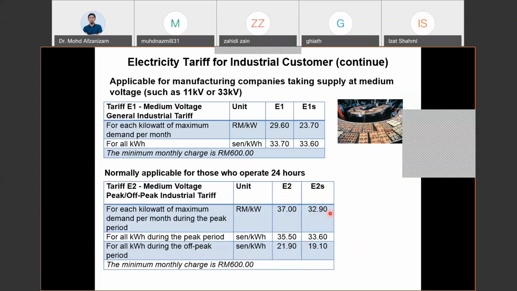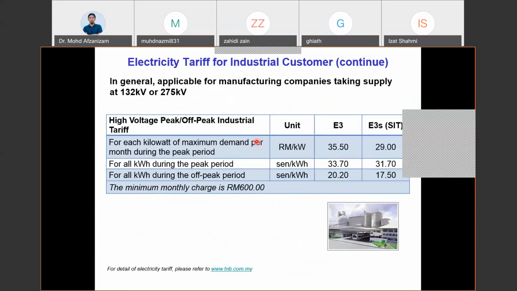So the same goes here, the tariff for industrial customers, E1 and E2. Okay, so they also charge 600 ringgit for those who go for the minimum charges, for overall tariff and consideration. Okay, so this is another one, on the power plant.